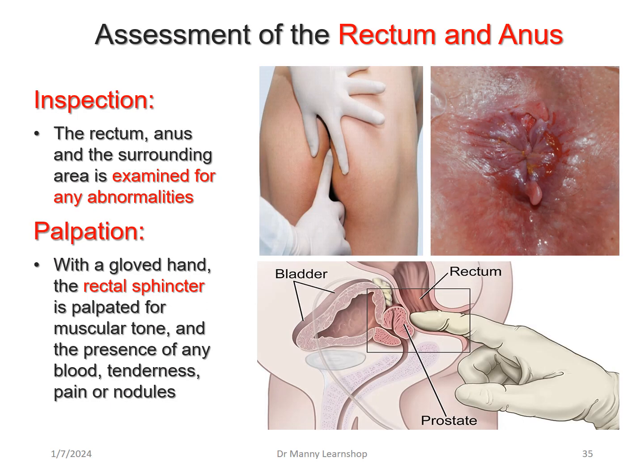Now, in conclusion, I think we look at assessment of the rectum and the anus, and in this situation you're using inspection and palpation. The rectum and the anus and the surrounding area are examined for any anomalies, for example, hemorrhoids, bleeding, anomalies. When you're palpating, you use a gloved hand and the rectal sphincter is palpated against resistance for muscle tone and the presence of any blood, tenderness, pain or nodules.